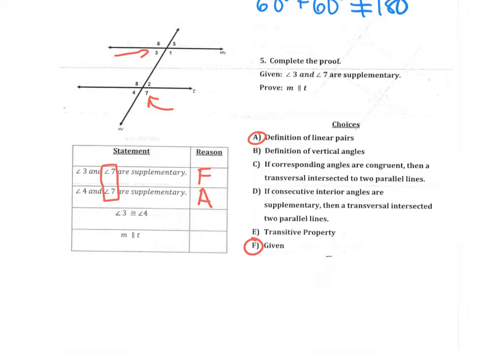Take a look at this. Here we have angle 7 and angle 7. So if angle 3 is equal to angle 7 and angle 4 is equal to angle 7, then angle 3 is equal to angle 4. And this is called E, the transitive property. So now that we just proved that 3 and 4 are congruent, those angle relationships are corresponding. So now we can say the lines are parallel because of these corresponding angles.